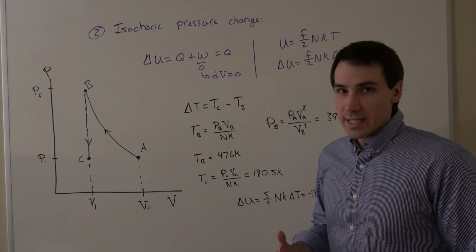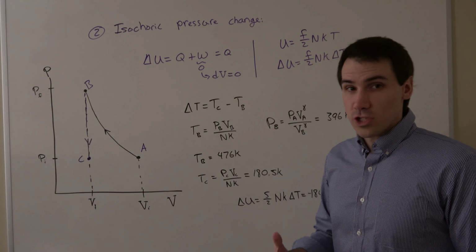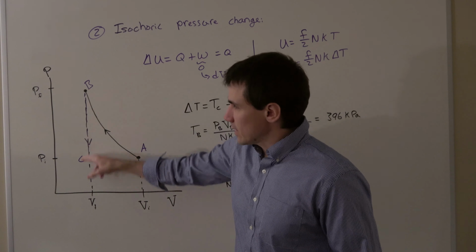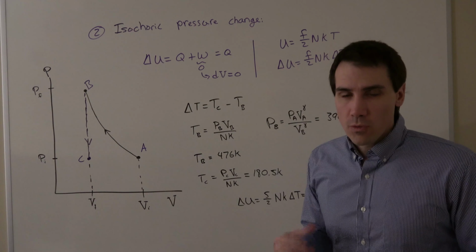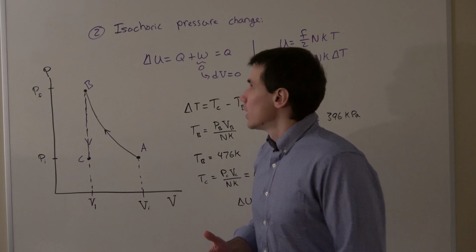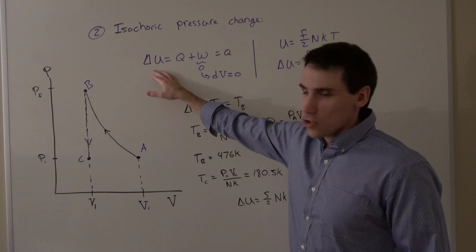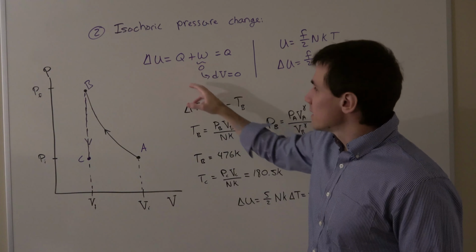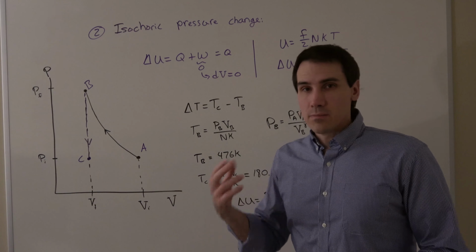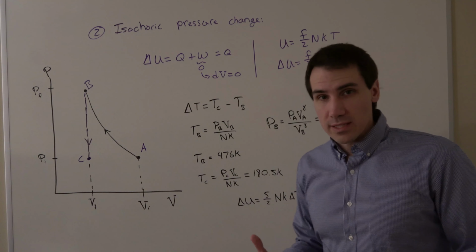Next, what we want to look at is how much the energy of the gas changes as we complete the second step of our cycle, where the pressure of the gas is decreased while keeping the volume the same. In this case, we know that the change in energy is due only to heat flow, since the work done on the gas must be zero if its volume doesn't change.